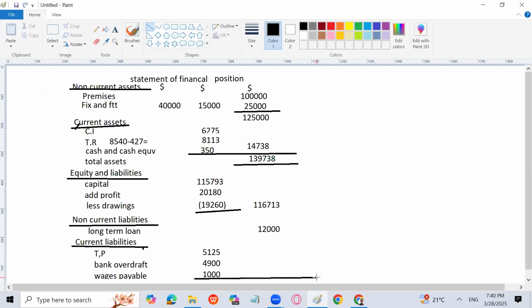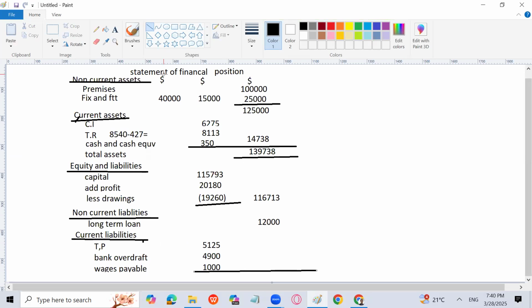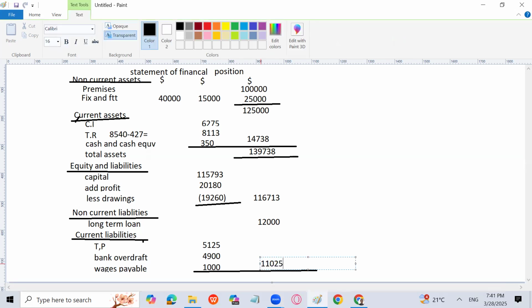I will go for the total of the current liabilities. What is the answer of the current liabilities? That is 11025. Okay, thank you. So I can write here 11025. Now I will go for the total of equity and liabilities, or total of capital and liabilities. It will come the same as total assets. So 139,738 is going to be the total equity and liabilities. This is how we are done with the question: our total assets are equal to total capital and liabilities. They are the same.